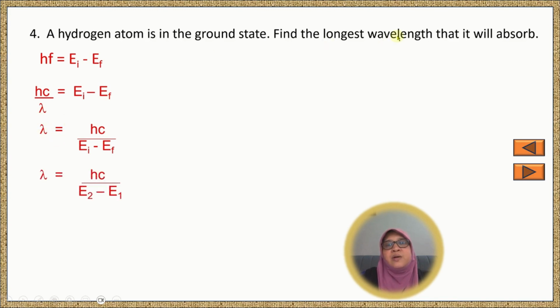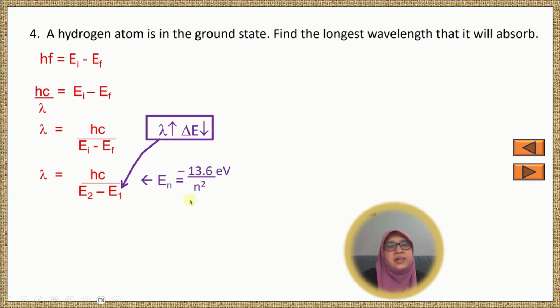For the longest wavelength, that means E2 minus E1. For the longest wavelength, the change in energy must be the lowest, and the lowest change in energy will be E2 minus E1. This set of energies, E1, E2, and so on, is given by the formula negative 13.6 over n squared in electron volts.